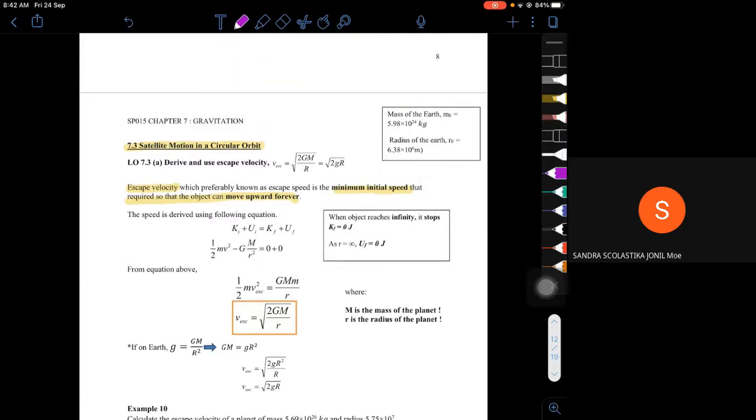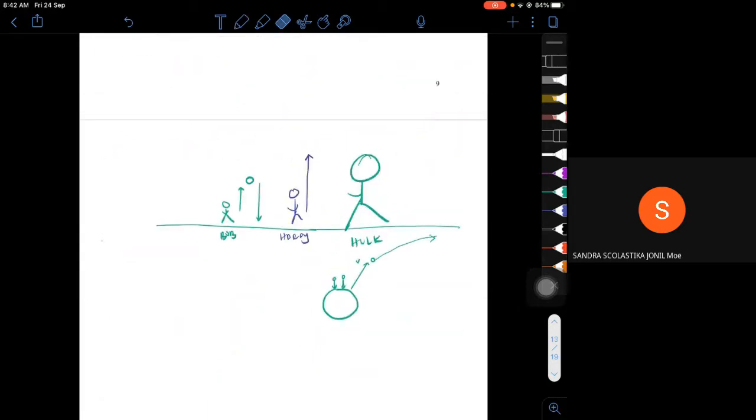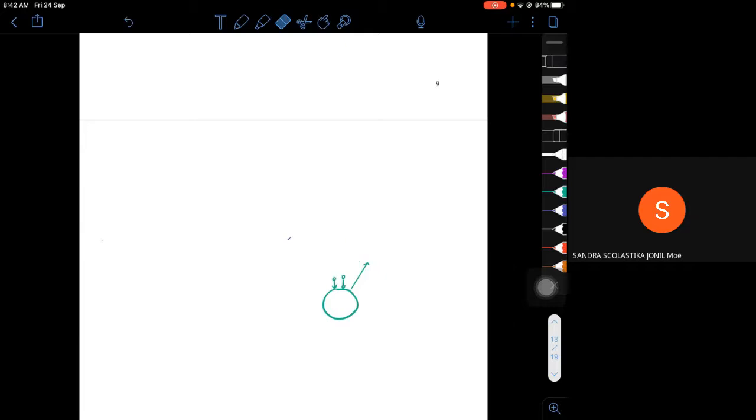So obviously we will learn how to find the value of escape velocity for every planet. Okay. Right. So I'm going to show you a derivation. Derivation is rarely asked in PSPM. But it's good to know how you get the equation, okay? Because that's what physics is.